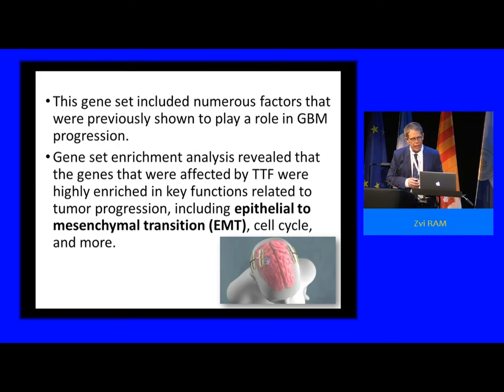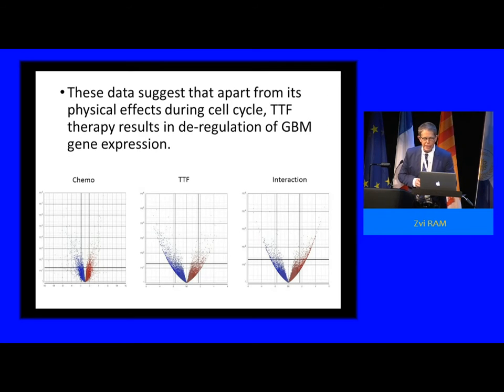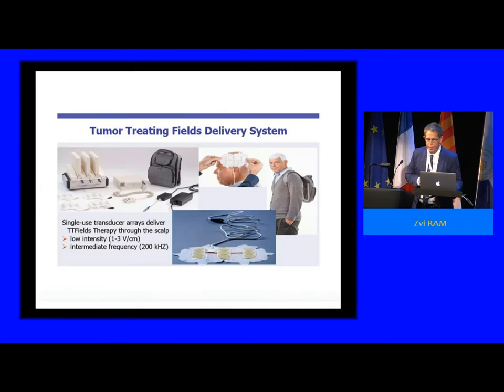And these gene sets included many factors that were previously shown to play a significant role in GBM progression. So when we did some gene set enrichment analysis, we could see that genes affected by TTF were highly enriched in key functions related to tumor progression, including the EMT, the epithelial to mesenchymal transition, which was downregulated by TTF, as well as some genes related to cell cycle and others. And this data suggests that apart from the physical effects of TTF, this therapy results in deregulation of tumor gene expression, which is ubiquitous in many tumor types.